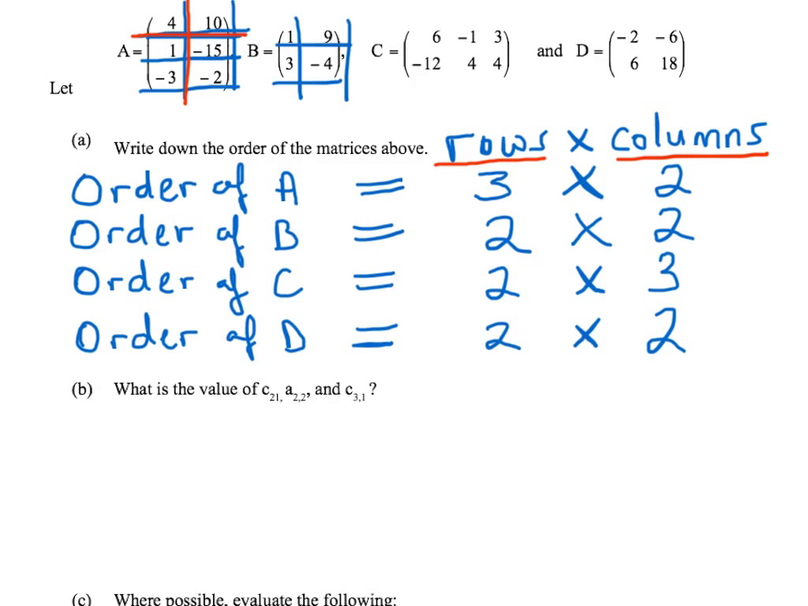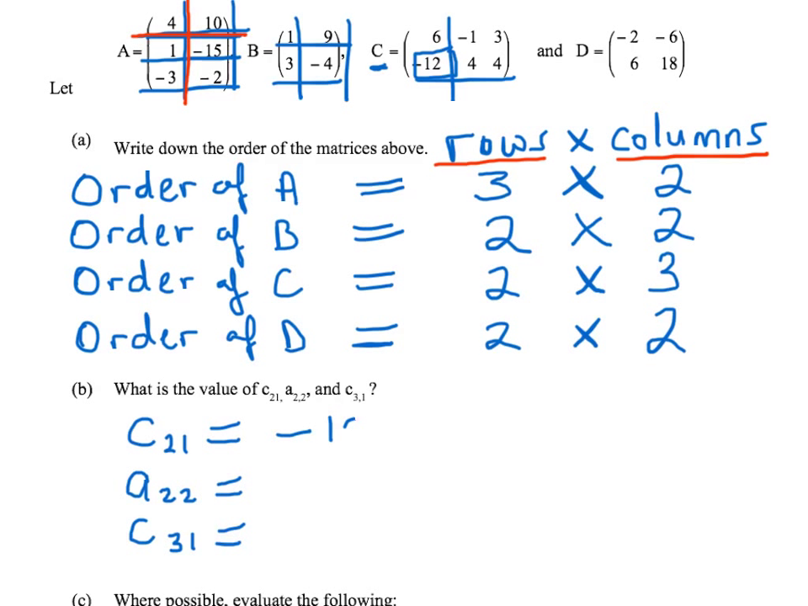Now the next question, part B, asks us what is the value of C21, A22 and C31. Now C21, the first thing to note is the C is a small c, and that means that it's an entry within the matrix capital C. 21 tells us what entry it is. 2 indicates the second row, and 1 indicates the first column. So where both of them meet is this particular entry, minus 12.